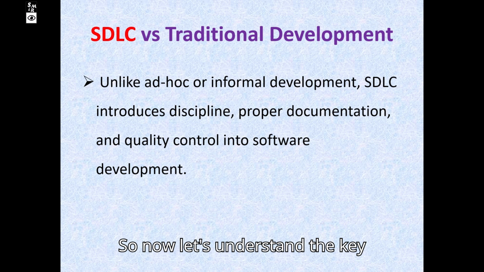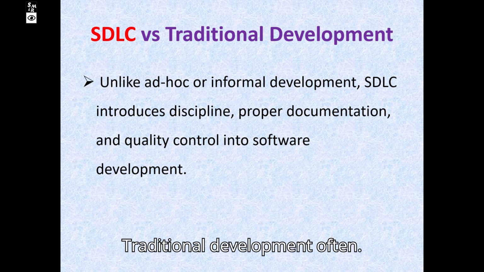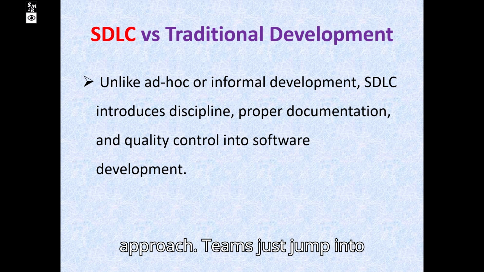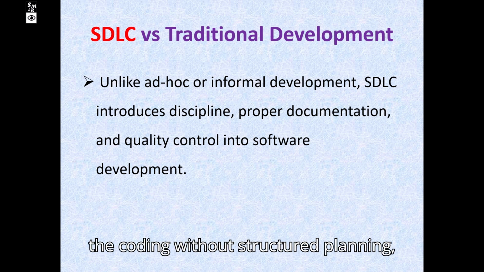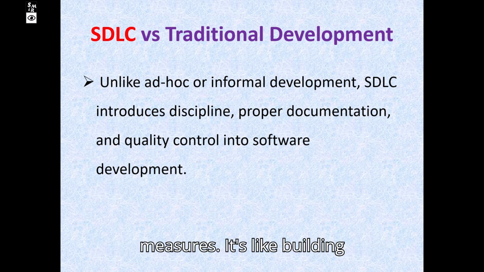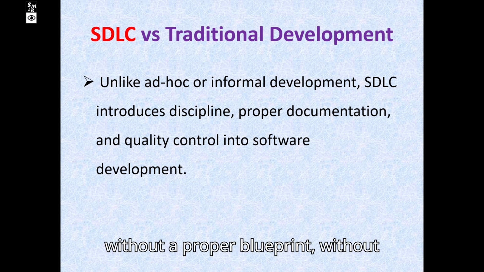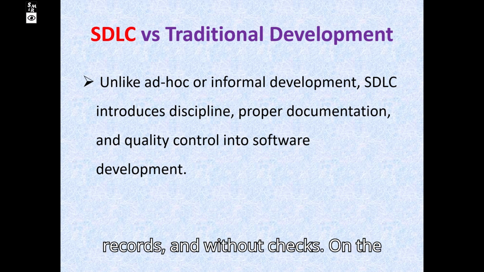So now let's understand the key difference between SDLC and traditional development methods. Traditional development often follows an ad hoc or informal approach. Teams just jump into coding without structured planning, documentation, or clear quality control measures. It's like building something based on sudden ideas without a proper blueprint, without records, and without checks.